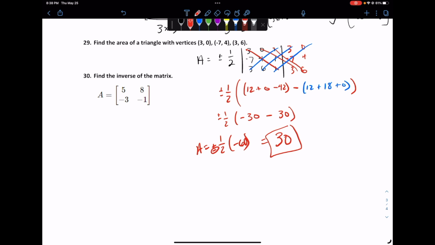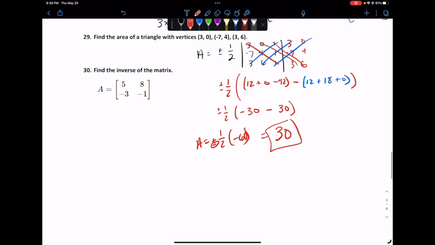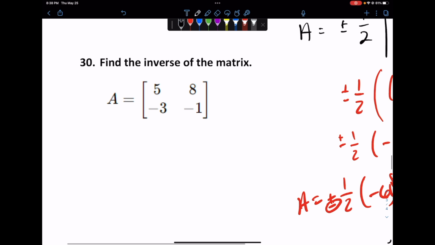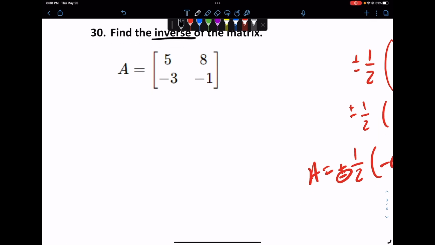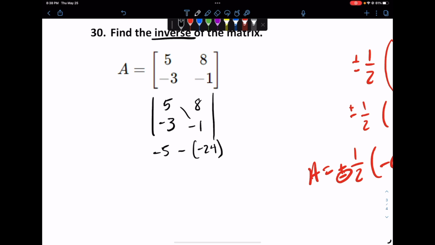Last question of the review. Last question for the final exam is going to be similar to this. So find the inverse of the matrix. Okay, so we want to find A to the -1, the inverse. We're going to get the determinant of this, and let's see. So we got -5 minus -24. So that's going to be -5 plus 24. That's going to be 19.